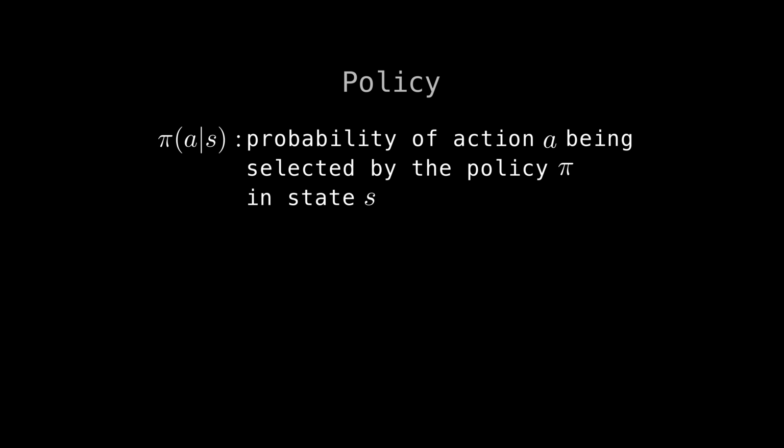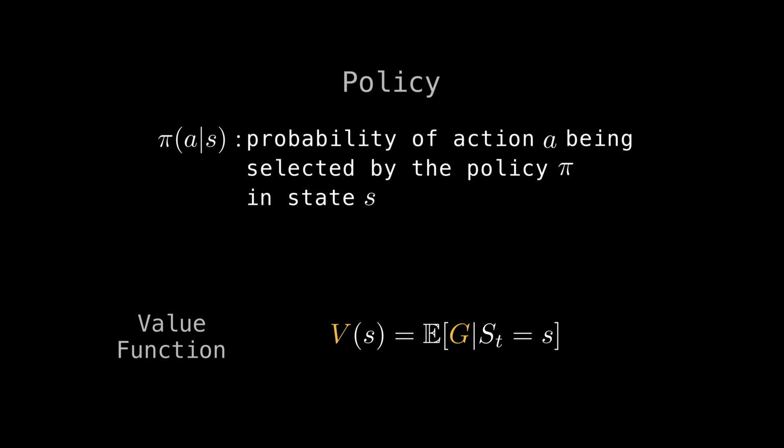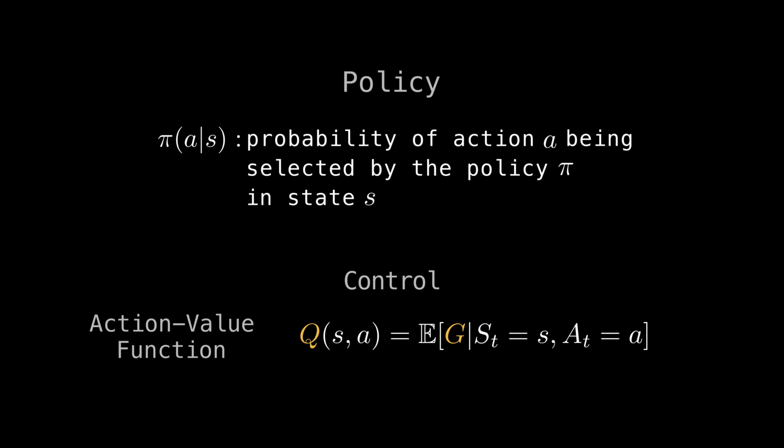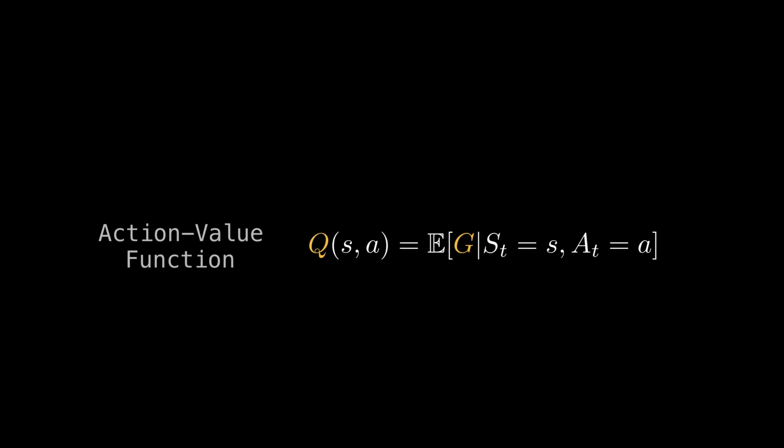To assess how good it is to follow a given policy, we can use the value function to calculate the utility of a given state. This is known as the prediction problem. But in the case that we want to find the optimal policy, which is known as the control problem, we must estimate the returns obtained when an agent takes an action in a given state. So in this case, we must use the action value function.